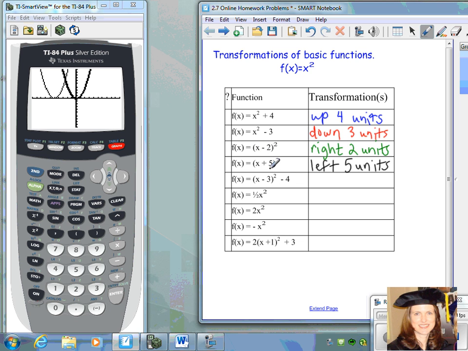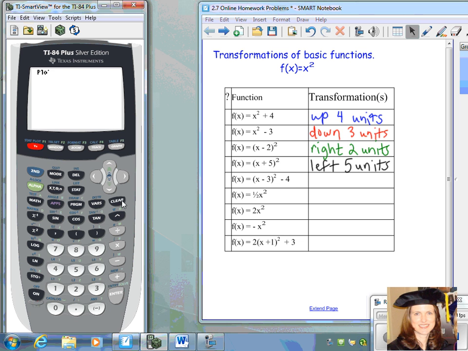Now take a look at the next example and make your guesses as to what type of transformation is going to happen when you have x minus 3 in parentheses, and then outside of the parentheses you have minus 4. Make your guesses and then look at the graph.